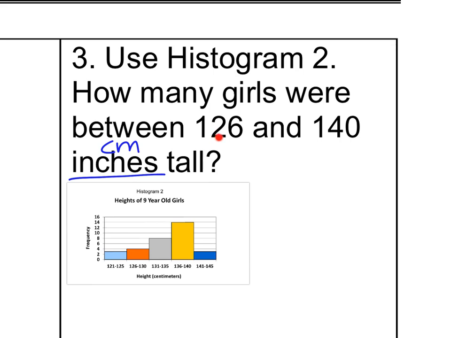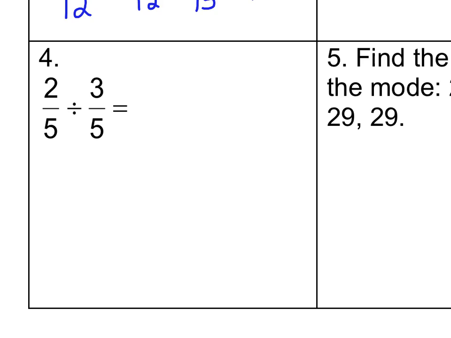So 126 to 140, and we want between that. So that would be everybody in this column, because this column is 126 to 130, and up to this column, because this is up to 140. So this was 4 girls, this was 8 girls, so there's 12. And then we have 14. So that gives us 26 girls are within this range, if the question means centimeters. So I'm going to say 26 girls.